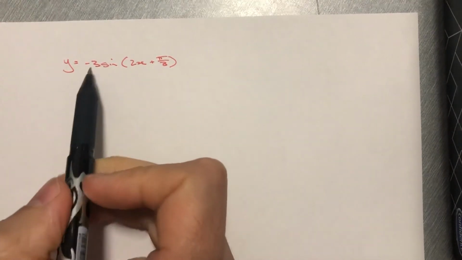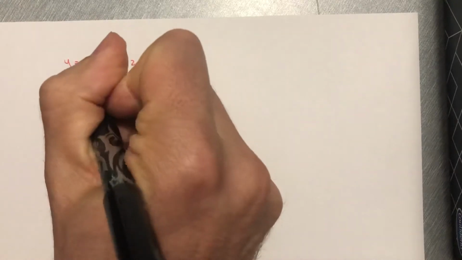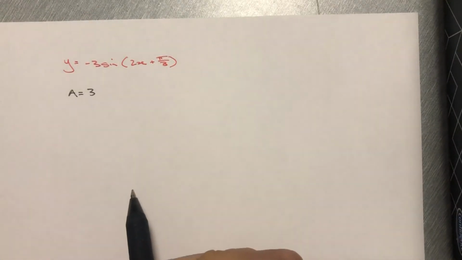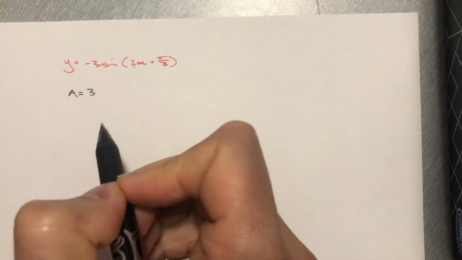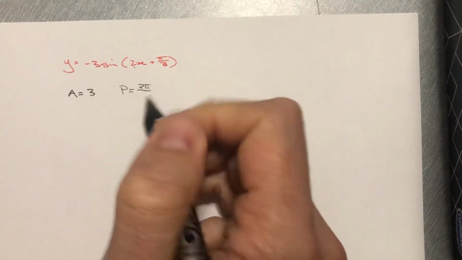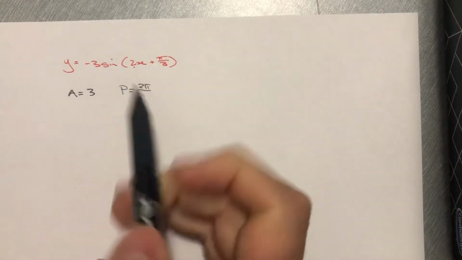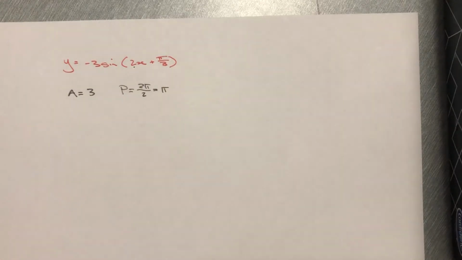So amplitude is something that we're going to need. So our amplitude is 3, we can see by that. We can also work out what the period is based on the coefficient of x. So the period, which is 2 pi on n, our n value is going to be 2. So 2 pi on 2, which means our period is pi.